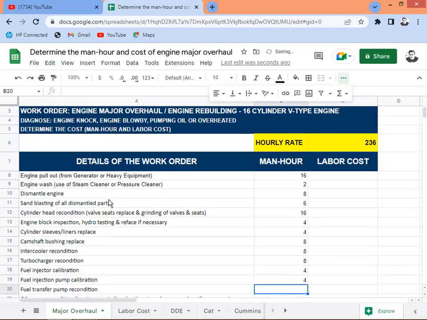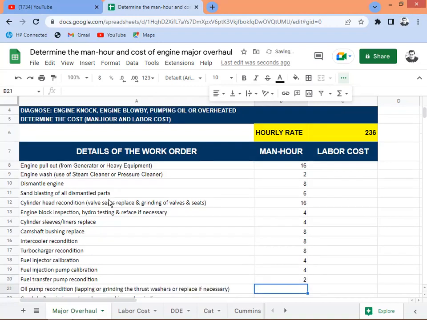And then for the fuel transfer pump, before the fuel reaches the injection pump, there will be a fuel transfer pump from the tank supplying the injection pump. Mostly these are gear type fuel transfer pumps. I would say 2 hours only for this one. Oil pump reconditioning.